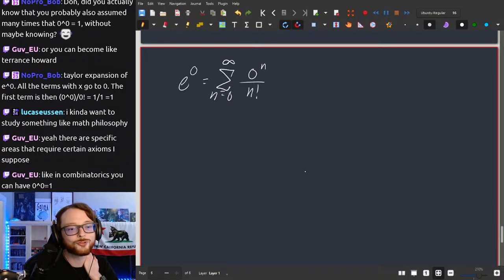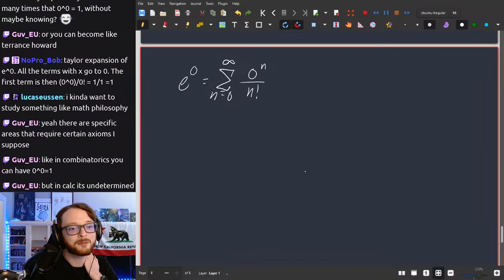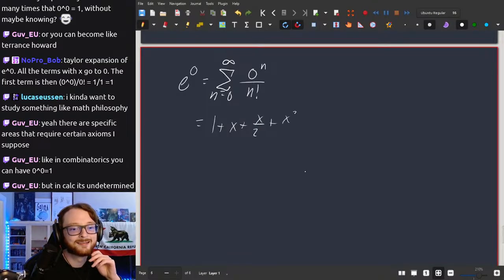Oh, so this is an issue. Yeah, are we defining the Taylor series as this, or are we defining the Taylor series as this? Because there's a massive difference here for what you're saying, Bob. That's so weird. Just a difference in the notation kind of causes an issue there.